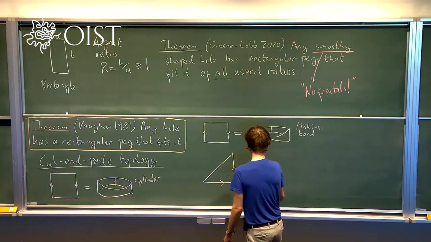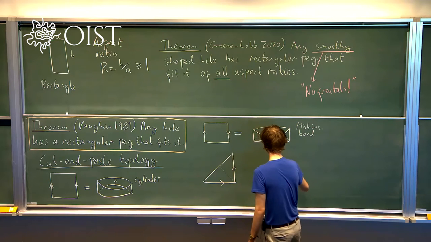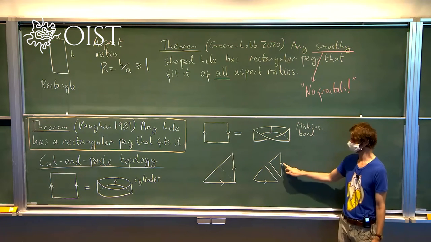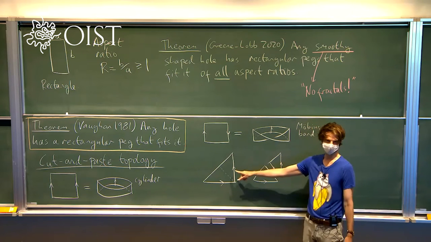What do we get? Well, we get this. We get these two triangles. We still want to identify this edge with this edge. And we've got to remember we made the cut because we've got to glue that back together if we want to get back to the original shape.